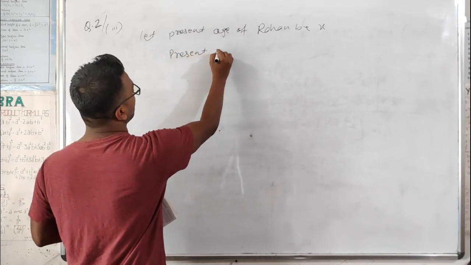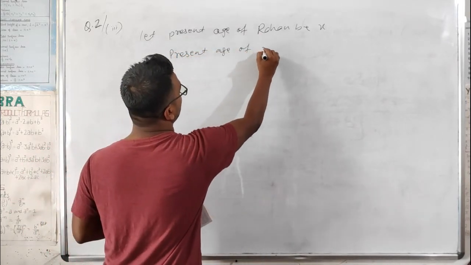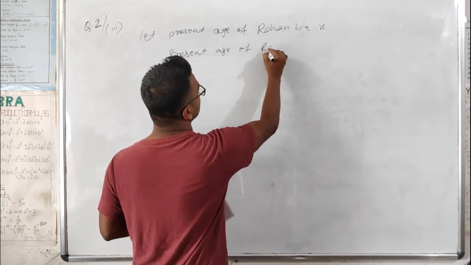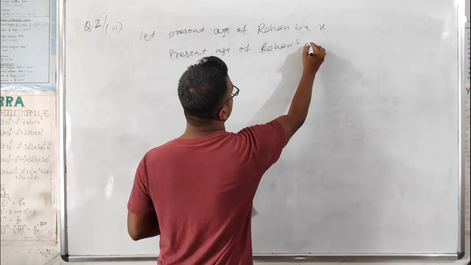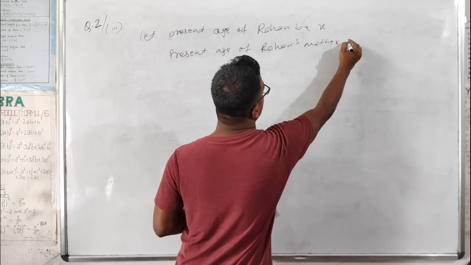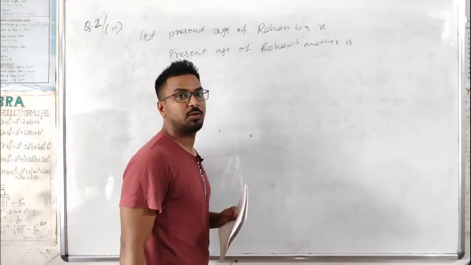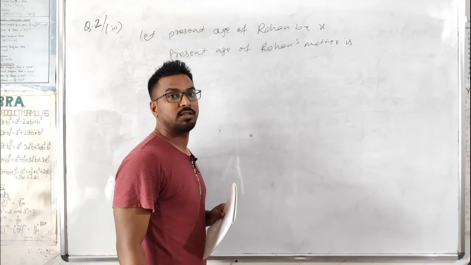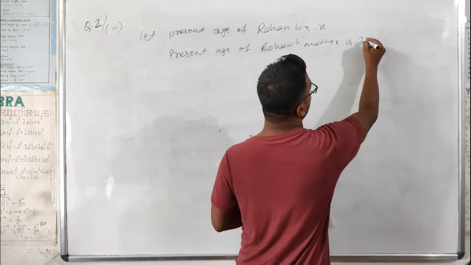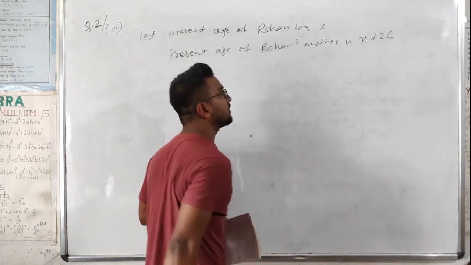Present age of Rohan's mother is how much it will be? She is 26 years older than Rohan, right? So it will be x plus 26, right?